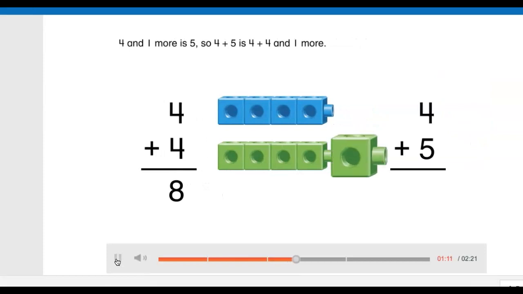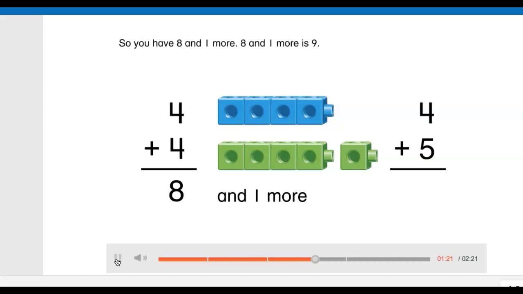4 and 1 more is 5. So 4 plus 5 is 4 plus 4 and 1 more. So you have 8 and 1 more. 8 and 1 more is 9.